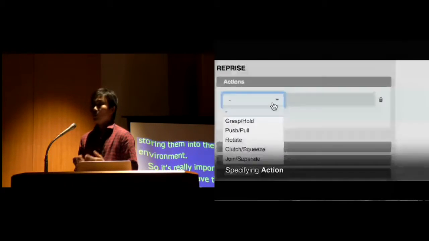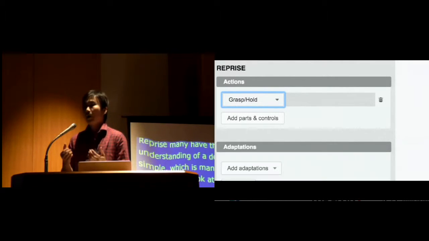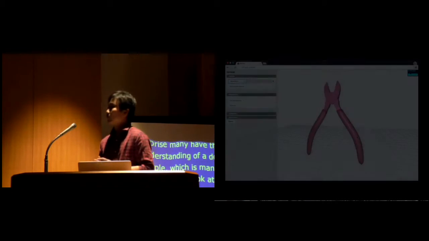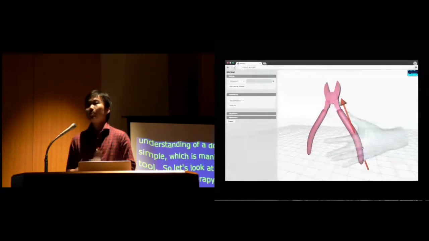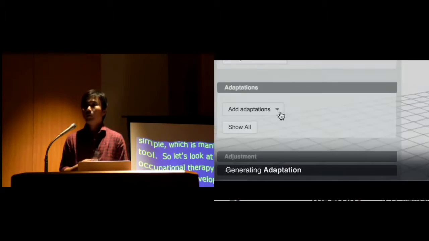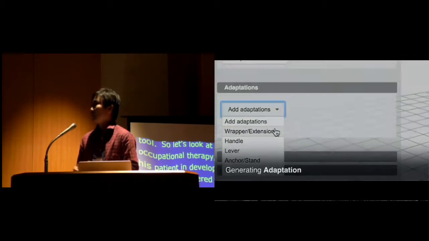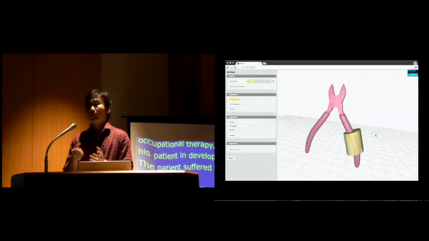So Larry goes to Reprise. So first he specifies a type of action, which is grasping and holding this cutter. A virtual hand helps Larry specify the orientation of grasping, which is then fed into the next step, which generates, in this case, the wrapper that tries to soften the grip of the cutter.